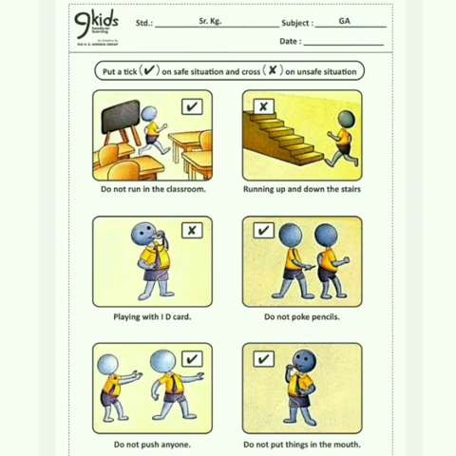The fourth picture is of do not poke pencils. You should not poke pencils to others. So it is safe. So we have to put tick mark. The next situation is do not push anyone. It is also safe. So we have to put tick mark again. And the last situation is do not put things in the mouth. You should never put things in the mouth. So it is also safe. So you have to put tick mark.